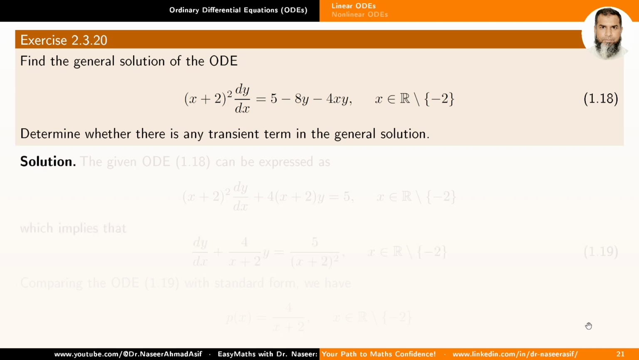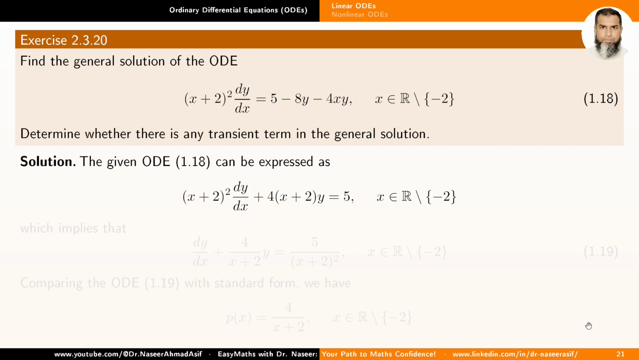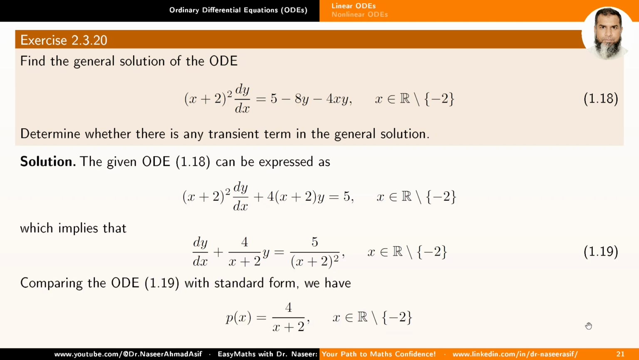We'll see the solution. The given ODE 1.18 can be expressed as (x+2)² dy/dx plus 4 into (x+2) into y is equal to 5, where x belongs to R other than -2. Well, this can be expressed as dy/dx plus 4 over (x+2) into y is equal to 5 over (x+2)², where x belongs to R other than -2. Comparing the ODE 1.19 with the standard form, we have p(x) is equal to 4 over (x+2), where x belongs to R other than -2.